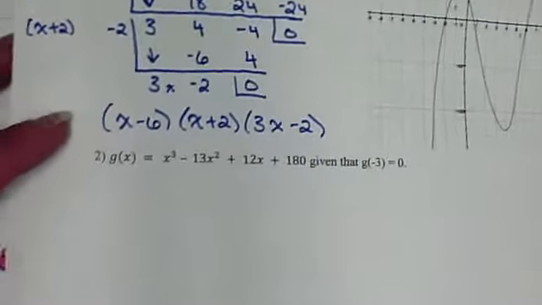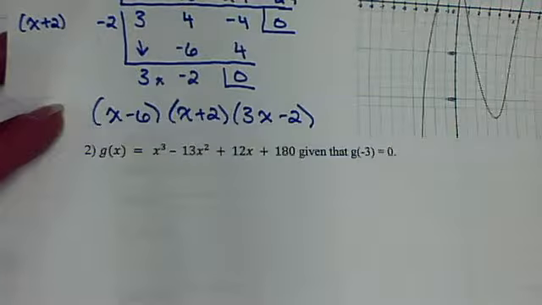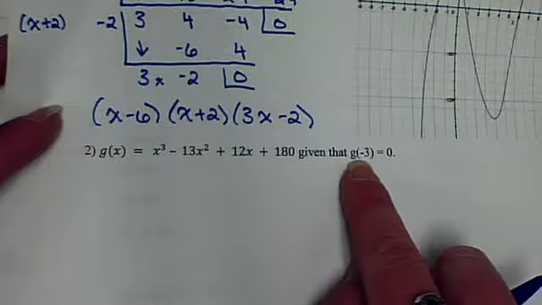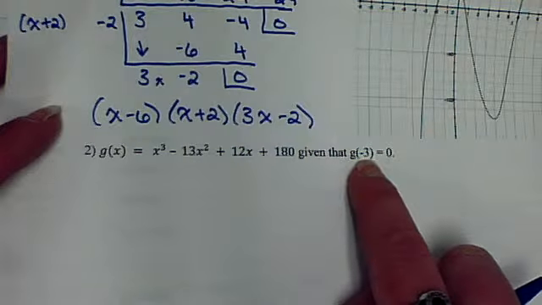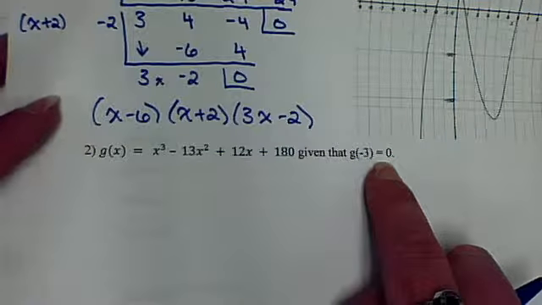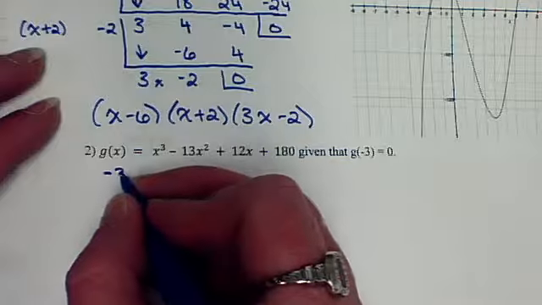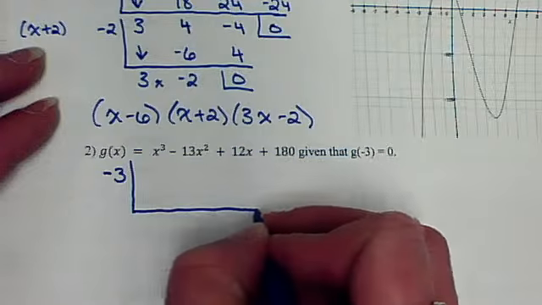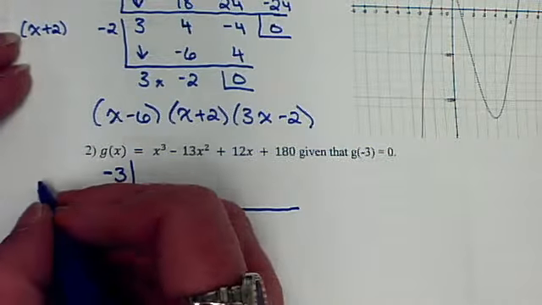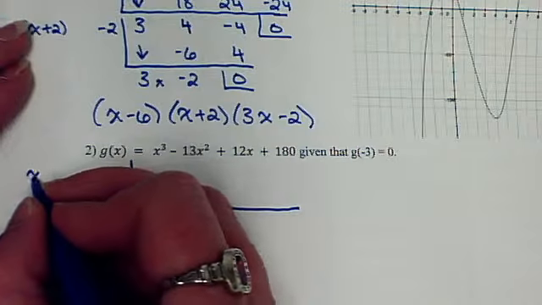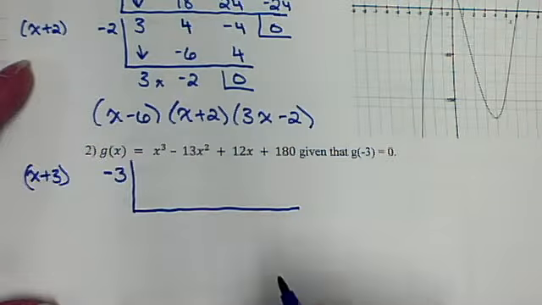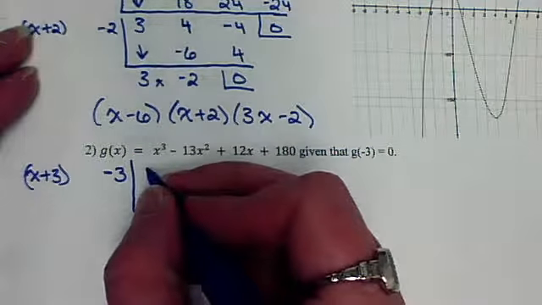Let's look at the next one. Now this one is set up a little different. We don't have the picture, but it's telling me that if I plug in negative 3 into this function, I get 0 as an answer. That means negative 3 is one of my zeros. So I can use synthetic division to factor this. If negative 3 is one of my zeros, that means x plus 3 is one of my factors. Let's see if I can find more.